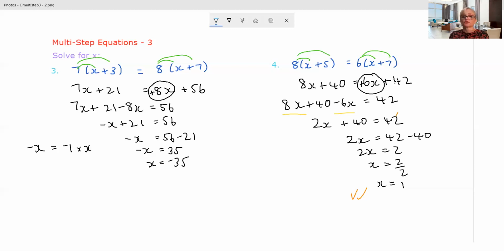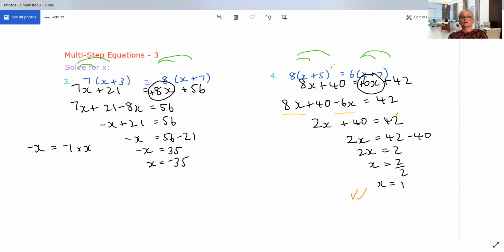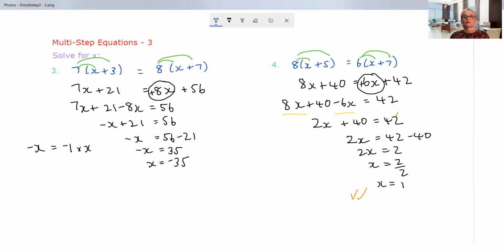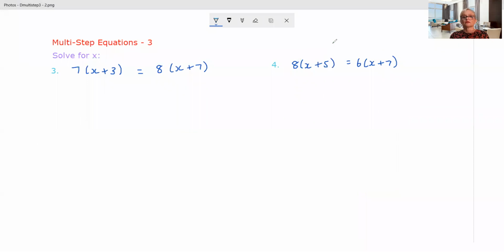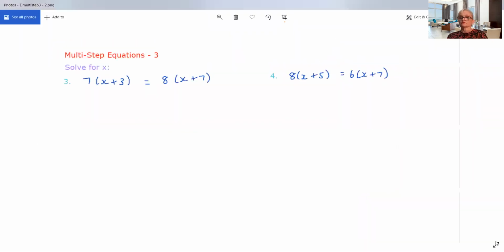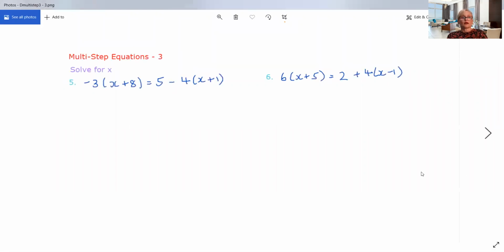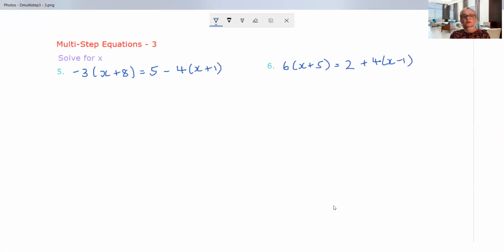All righty, let's do one more. Okay, this one's basically the same thing. We've just got a slightly more complicated situation.